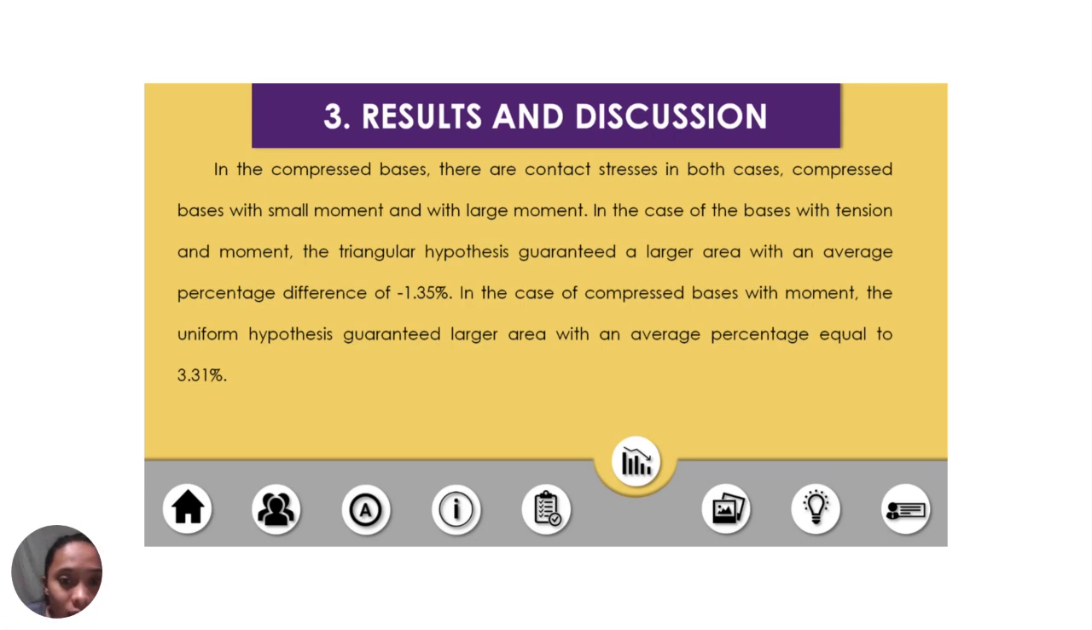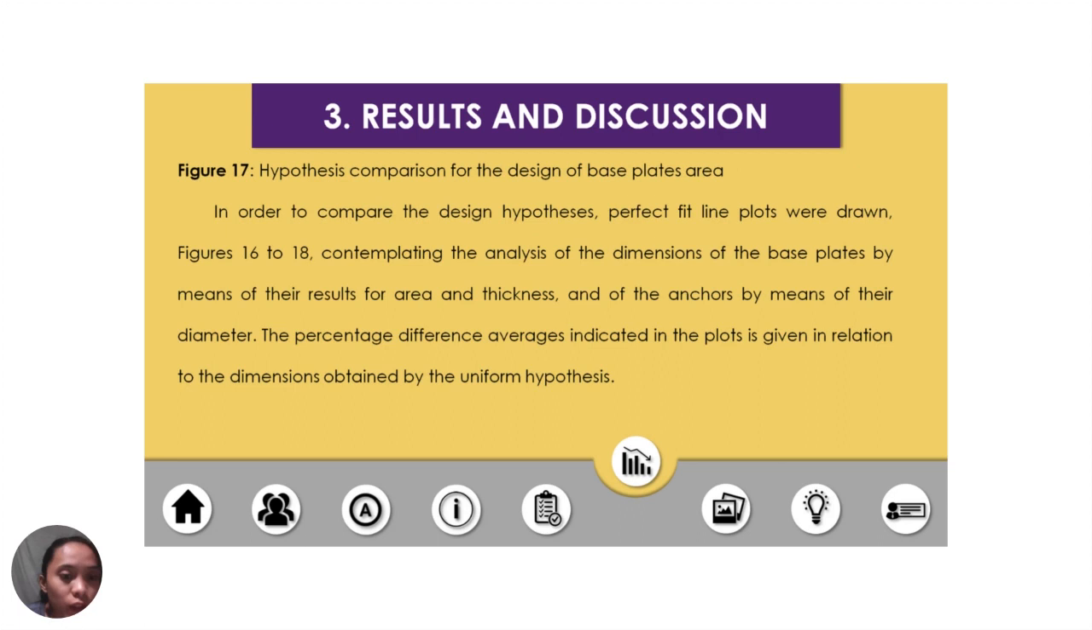So in the case of the bases with tension and moment, the triangular hypothesis guaranteed a larger area with an average percentage difference of negative 1.35%. In the case of compressed bases with moment, the uniform hypothesis guaranteed a larger area with an average percentage equal to 3.31%. So in figure 17, hypothesis comparison for the design of base plates area.